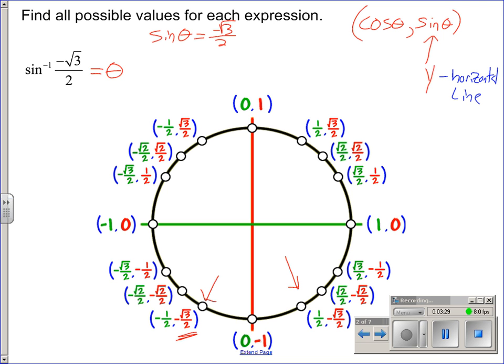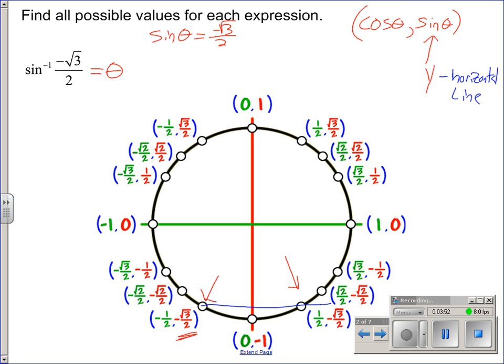You find your first value. Because it's the sine function, and because the sine function is the y value in the unit circle, draw a horizontal line through that first angle you find, and that's going to take you right to the other answer, the other angle. Now, notice how there's no angles on this. I wanted a clear center so I could draw these horizontal lines.